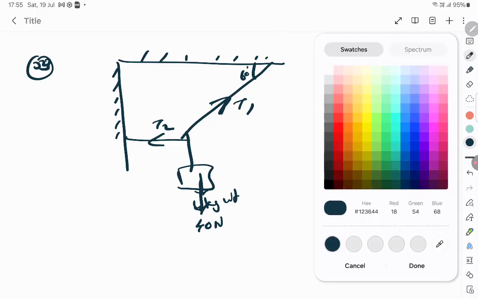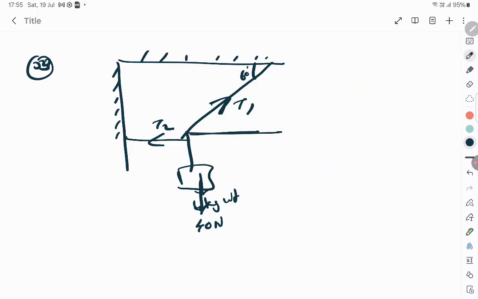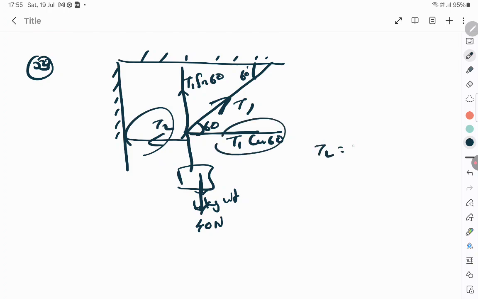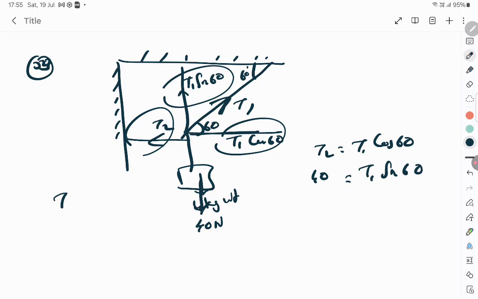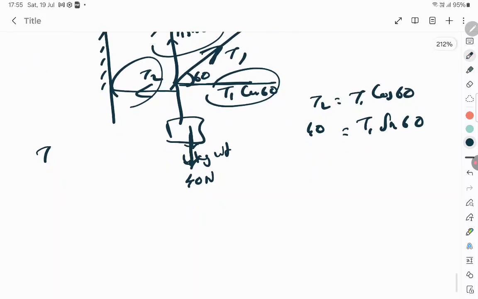So then if this is 60, we can write here, and write interior alternate angle, this T1 cos 60 and this will be T1 sin 60. Left is equal to right, and so T2 is equal to T1 cos 60. Up is equal to down, and up is T1 sin 60, which can be equated to 40 Newton. You can just substitute what is sin 60.